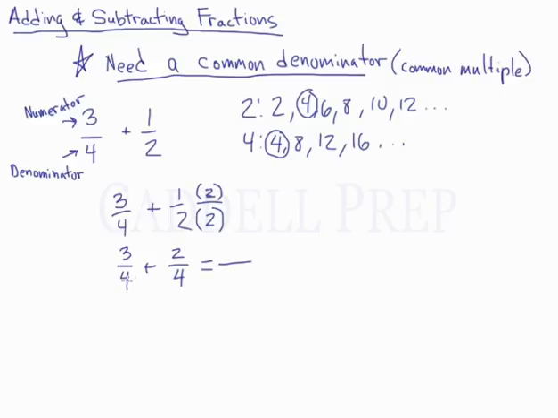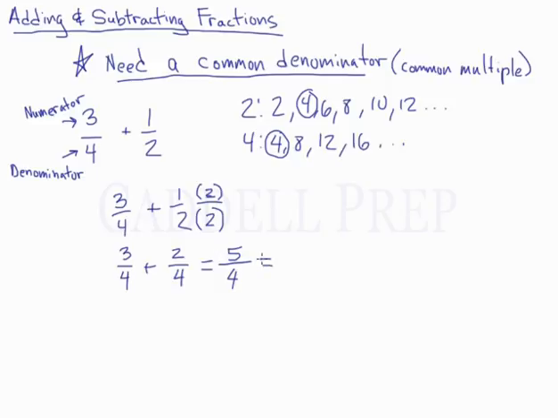Okay, now when we add, we keep the denominator. So we had 3/4, we're going to add 2 more quarters, and we end up with 5. We just add the numerators. 3 plus 2 is 5. Denominator stays the same.